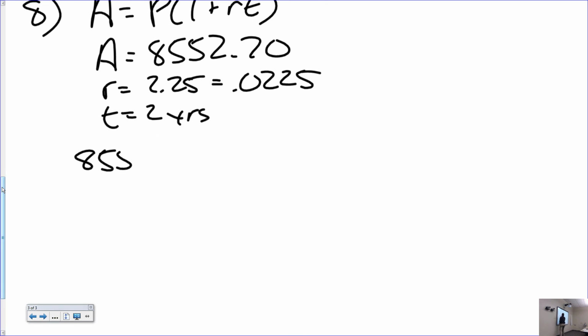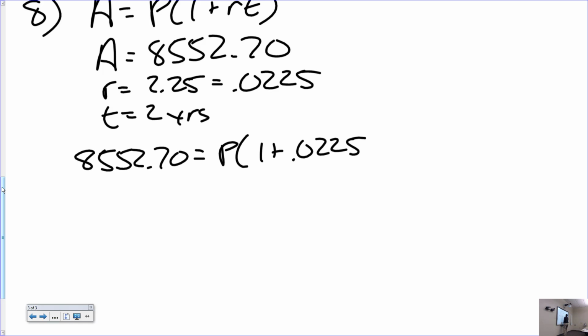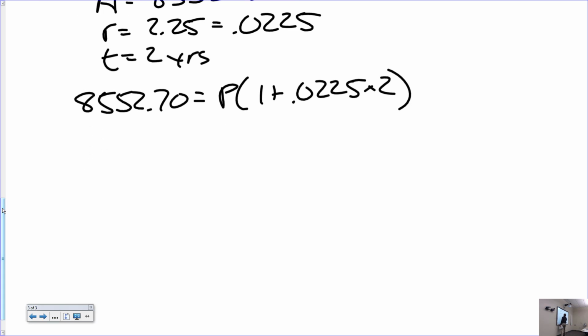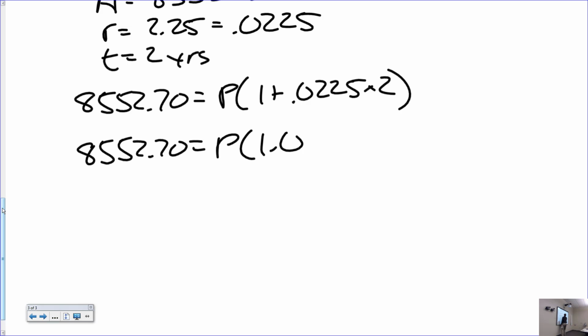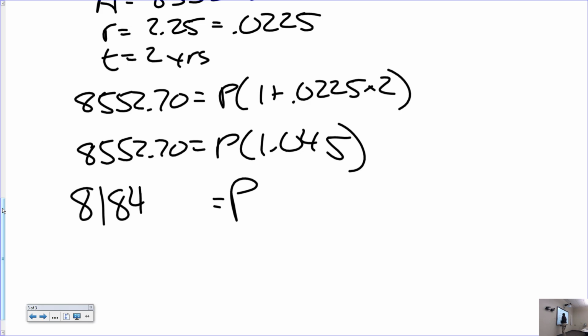So 8,552.70 equals P times (1 + 0.0225 times 2). Had a couple of boo-boos from people who couldn't seem to do that one. Lost decimal places a couple of times. To get P by itself, divide by the 1.045, and you'll wind up getting a principal starting value of $8,184.40, rounded appropriately.